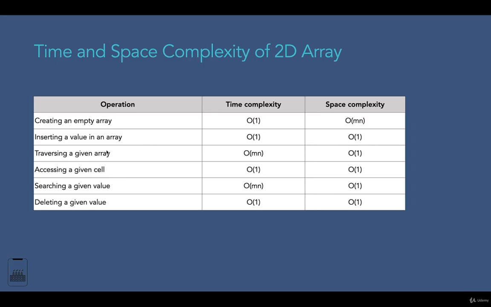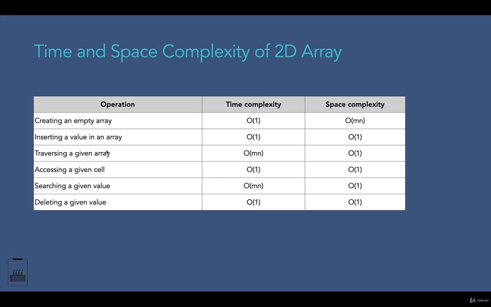Now the next operation is traversing a given array. When we are traversing a two-dimensional array, we are visiting all cells of this array. So this means that first we are starting from the first row and visiting all cells of the first row, then we are continuing to the second row and then third row until we have finished all these rows. So if the number of rows is m and the number of columns in each row is n, we have to visit all of them. So that's why time complexity will be O(mn). Now in this case, space complexity is O(1) because when we are visiting elements of the array, extra memory is not required. We are just visiting the cell and printing out its value. So it's not a space consuming operation.